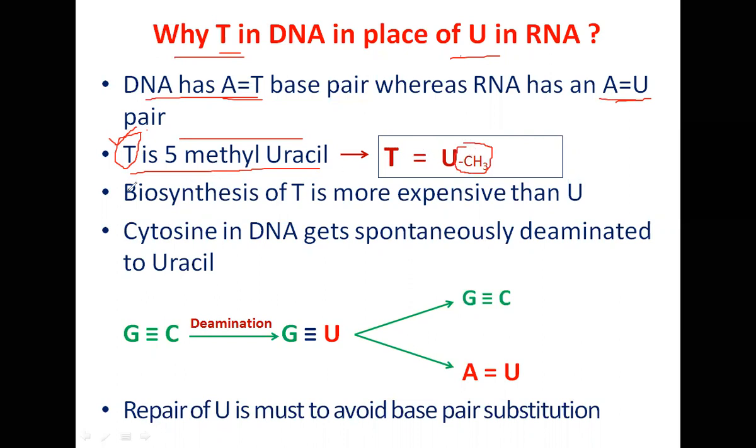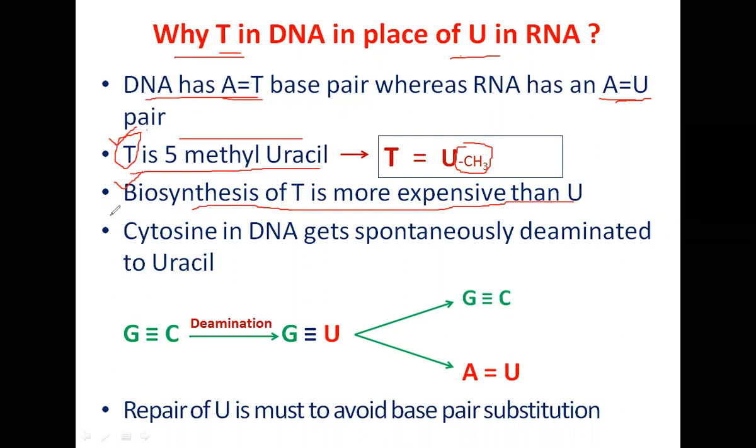The thing is that biosynthesis of thymine is energetically expensive because you have to add one more methyl group here. So, energetically speaking, it would have been cheaper, more economical for the cell, for the organism, to incorporate U in DNA also in place of thymine. But nature has chosen thymine over uracil, a more expensive base, in DNA. What could be the reason?